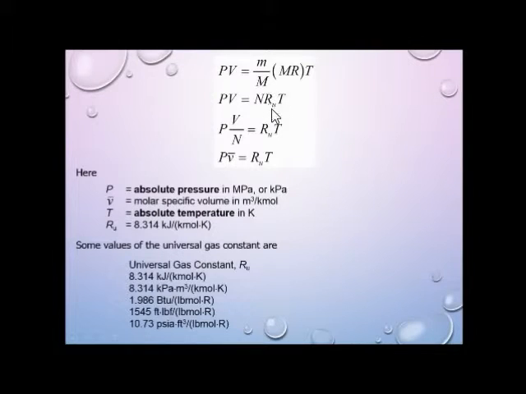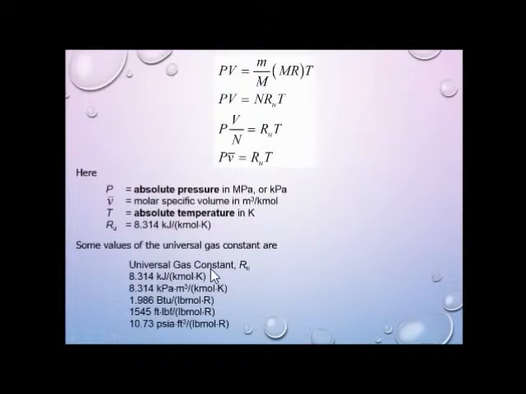R is equal to Ru, the universal gas constant. So corresponding to these values, we will get the equation P v dash, that is the molar specific volume, equals the universal gas constant Ru into T. PV equals RT. P is the absolute pressure in megapascal or kilopascal. V is the molar specific volume in meter cube per kilomole. R is the universal gas constant 8.314, and T is the absolute temperature.